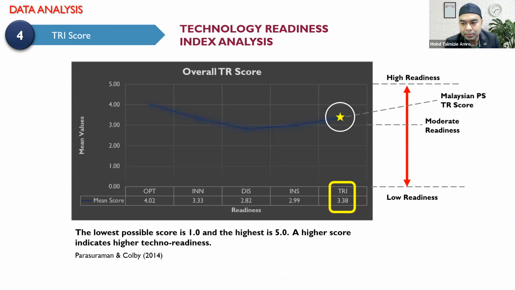And the last phase is the Technology Readiness Index score analysis. The TRI score for the Malaysian public sector readiness towards cloud computing technology was 3.38, indicating moderate technology readiness among the respondents.